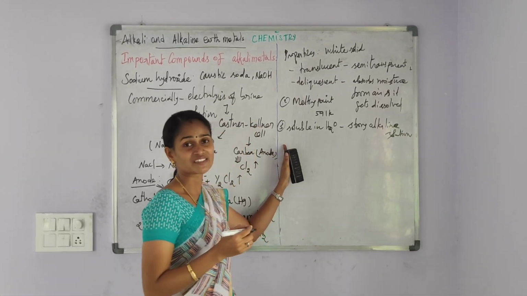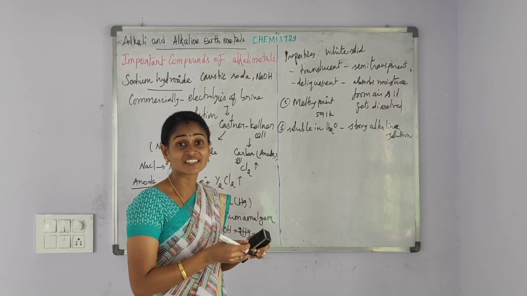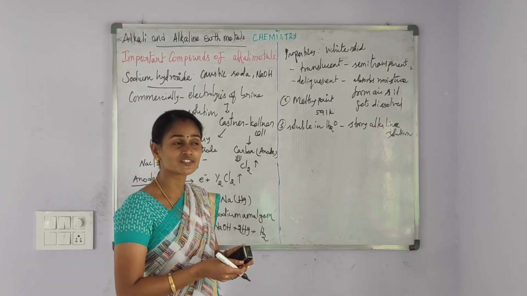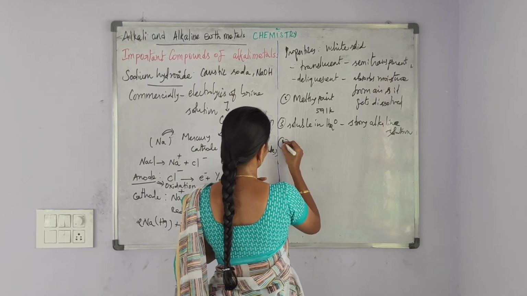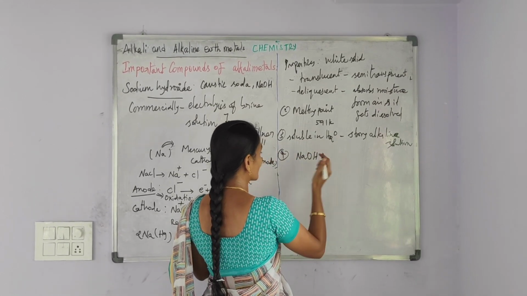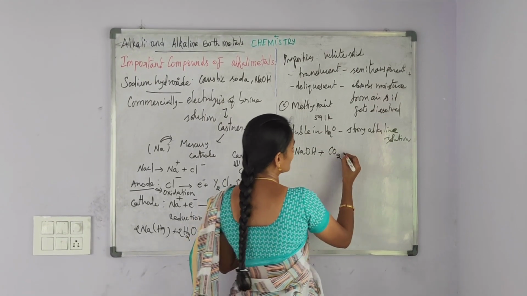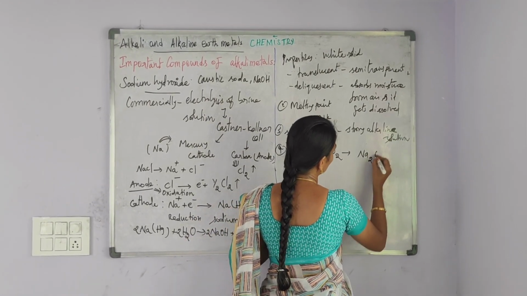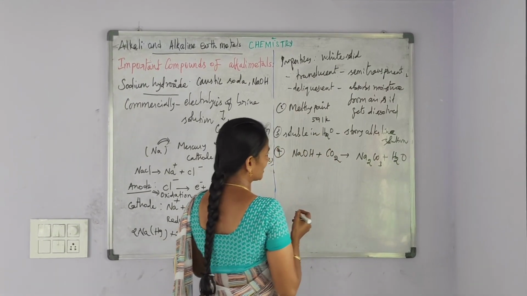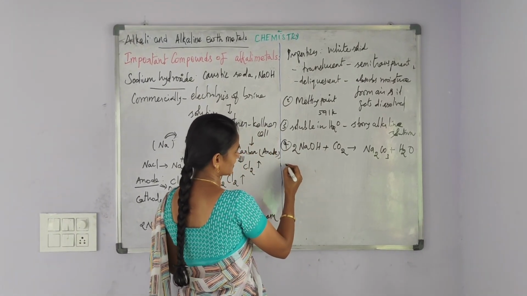The molecules present at the surface of the sodium hydroxide solution react with the carbon dioxide gas present in the atmosphere. It forms sodium carbonate along with the formation of water. Balancing the equation here 2. Now the equation is balanced.